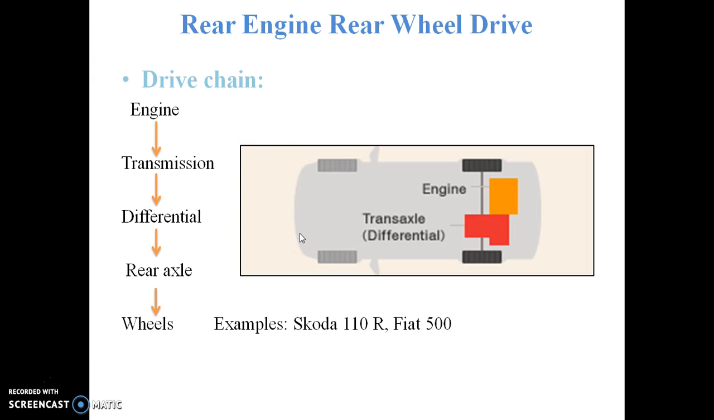The main advantage of this type is that there is no propeller shaft, that is, there is absence of the propeller shaft, so the design is quite simple. As the engine is mounted at the rear portion of the automobile, the disadvantage is that there is no natural cooling of the engine. Examples of this type are the Skoda 110R and the Fiat 500.